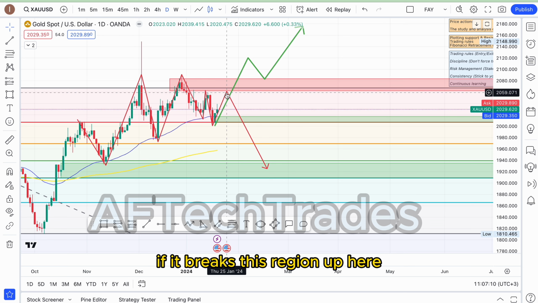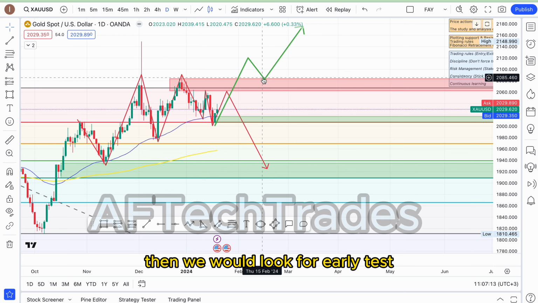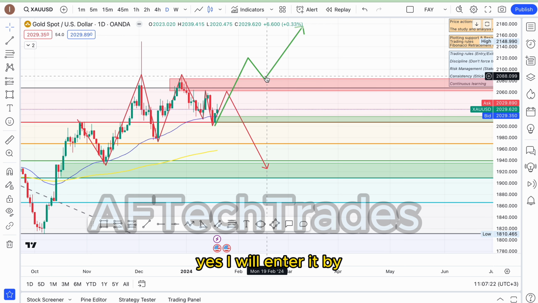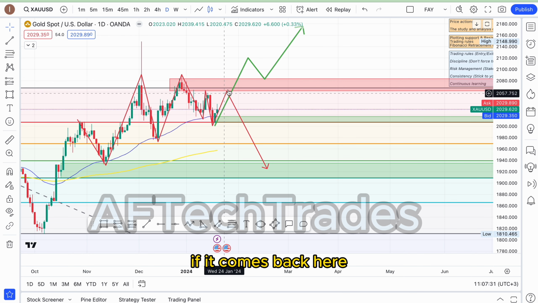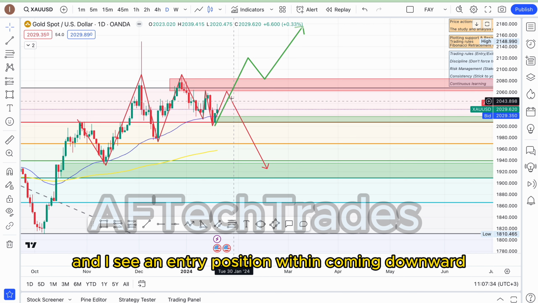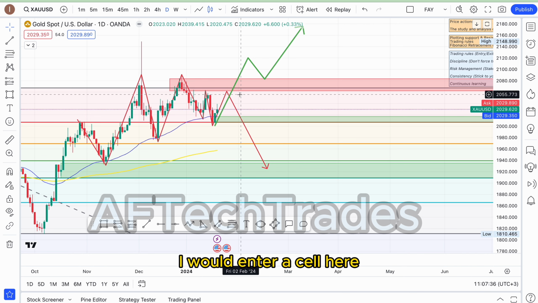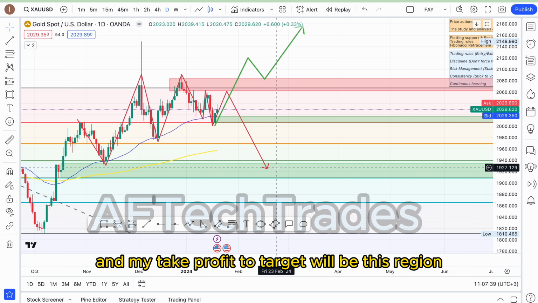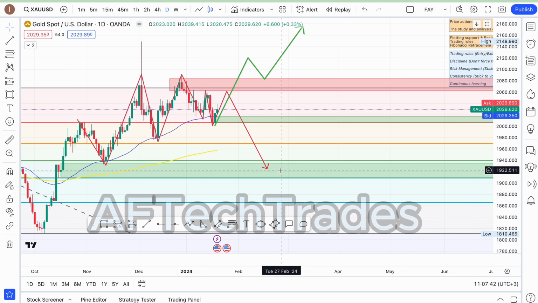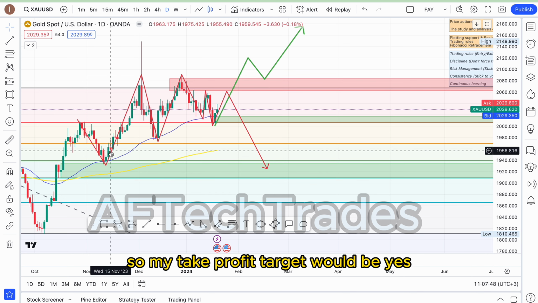If it breaks this region up here, then we would look for a retest. So I would enter the market here. I will enter a buy here. Let me place. Okay, yes, I will enter a buy here. I will go back to do the calculation. I will enter a buy here if it picks this. But if it breaks it, if it comes back here and I see an entry position coming downward, I would enter a sell here, and my take profit target will be this region. No, this is the momentum here. So my take profit target would be this region.